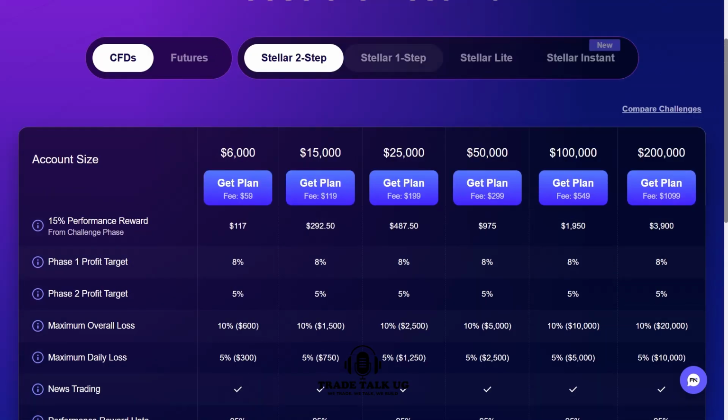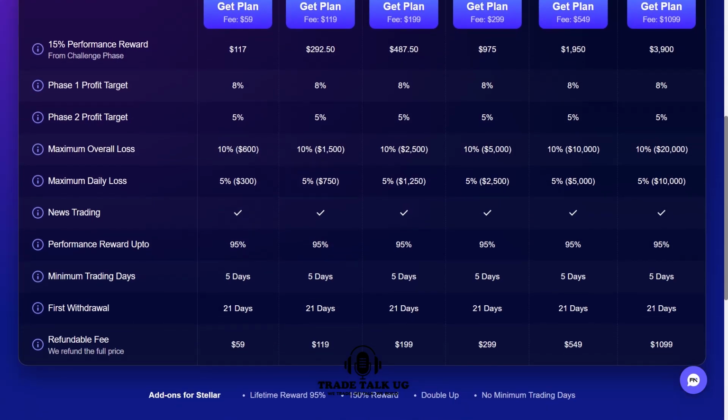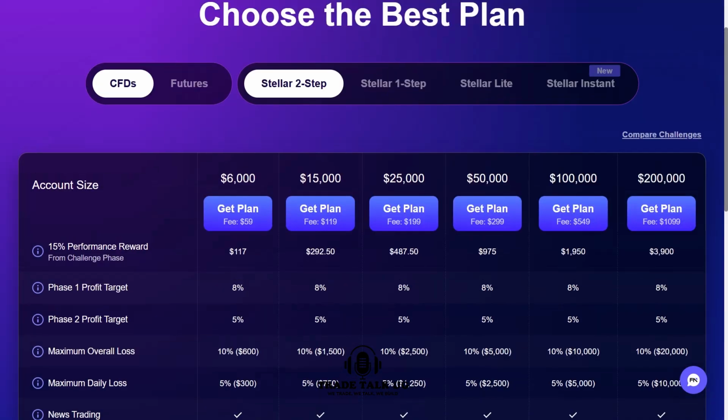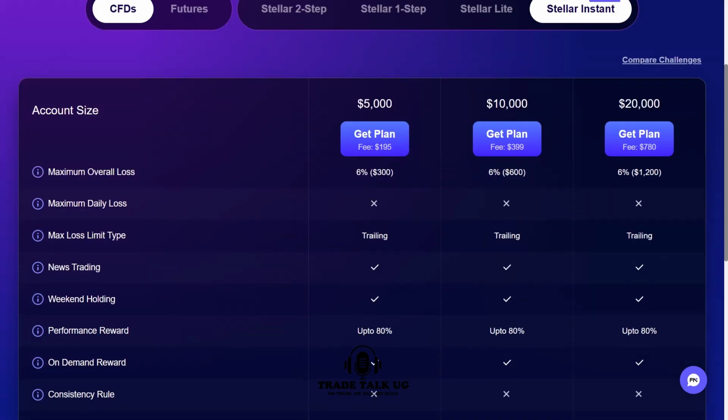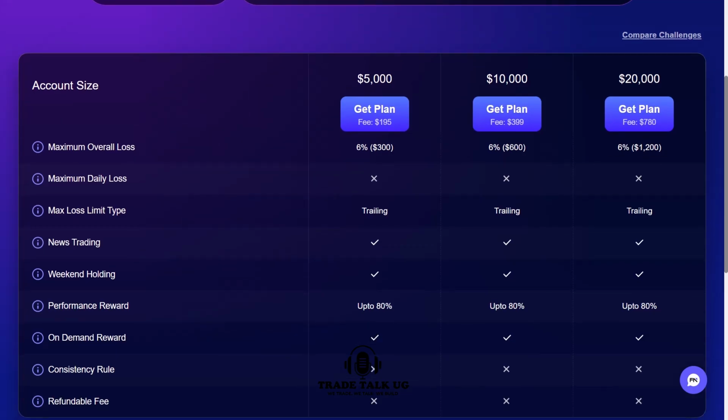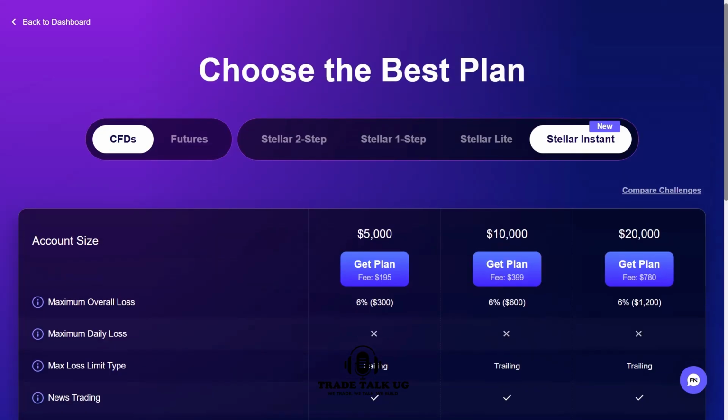So you can see that they are quite expensive, but they are very, very interesting, and at the same time they refund you your money. So you can see that they are very, very nice accounts. When you check on Stellar Instant, these ones have quite strict rules and they are too expensive. So you can afford them if you can, but they are quite expensive.